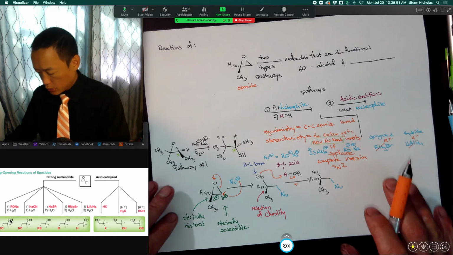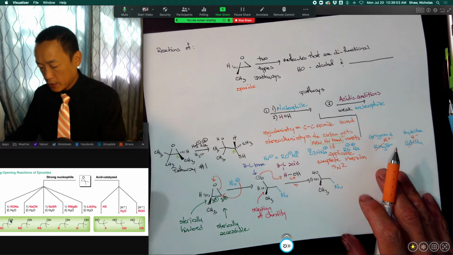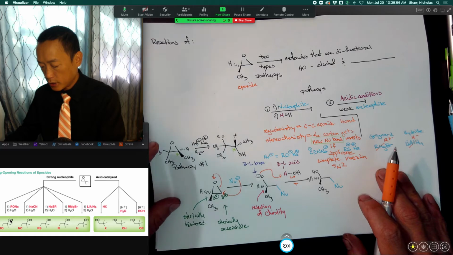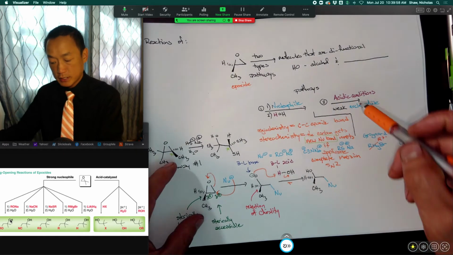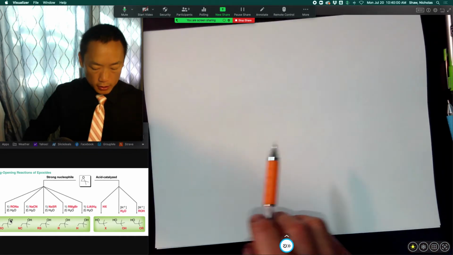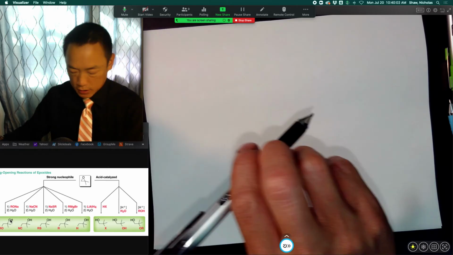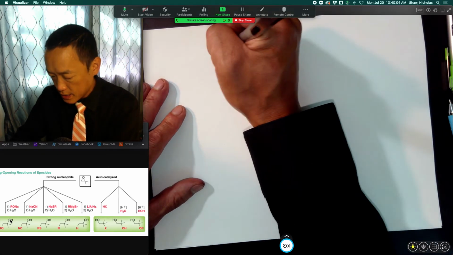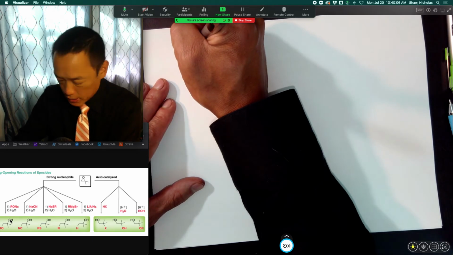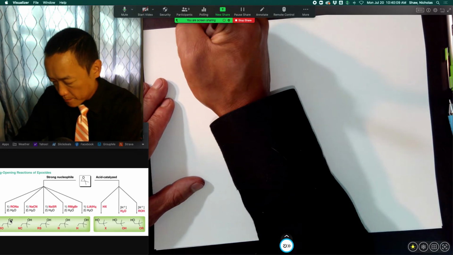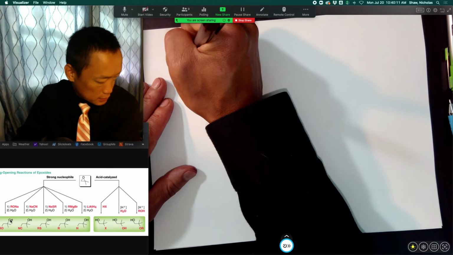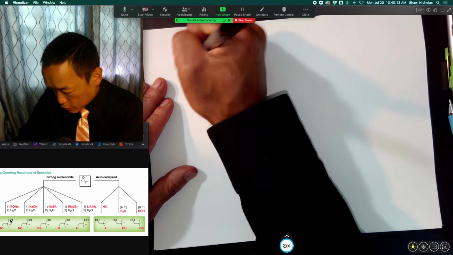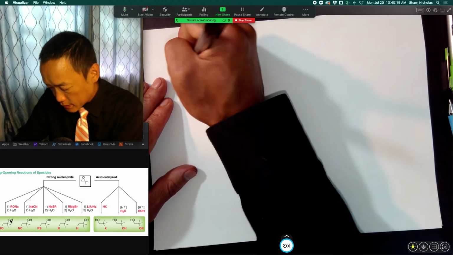All right, so let's take a look then at the mechanism that governs acidic conditions. Acidic conditions, so we'll use the exact same starting reactant.